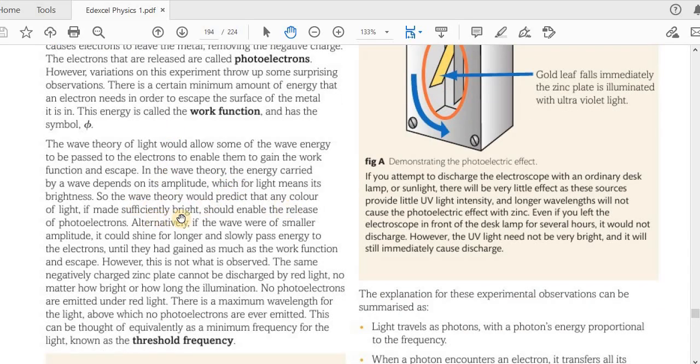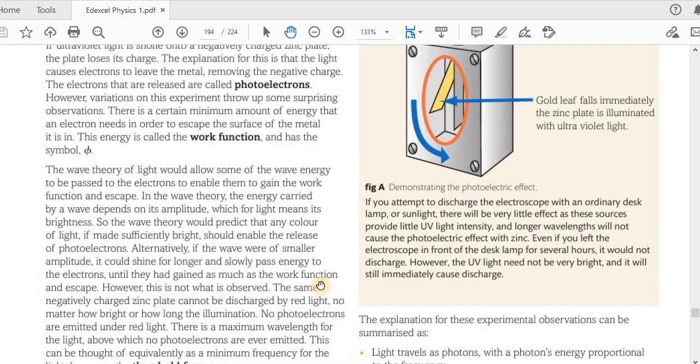Okay, so the wave theory would predict that any color of light, so I told you this is not the case, any color made sufficiently bright, so that means the intensity is higher, if made sufficiently bright, should enable the release of photoelectrons. Alternatively, if the wave were of small amplitude, it would shine for a longer time and slowly pass energy to the electrons until they had gained as much as the work function and escape. However, this is not what is observed. See, the same negatively charged zinc plate cannot be discharged by red light.